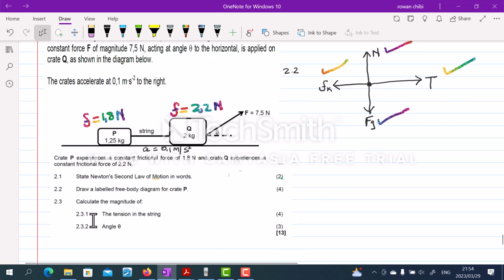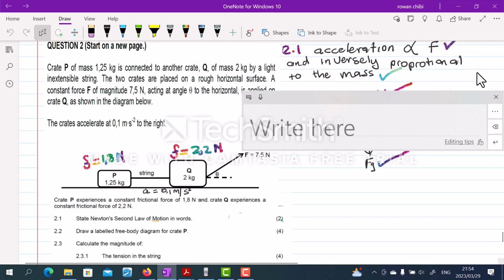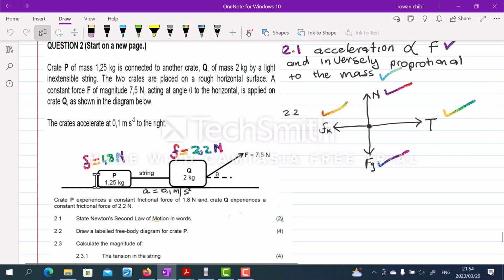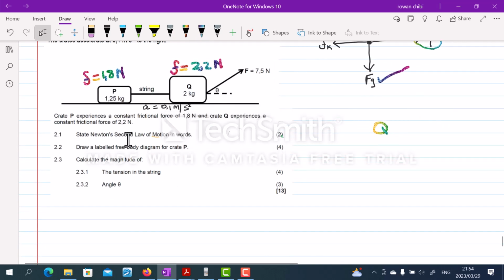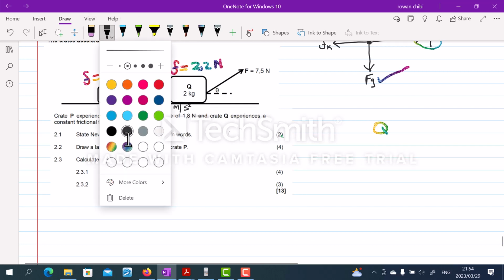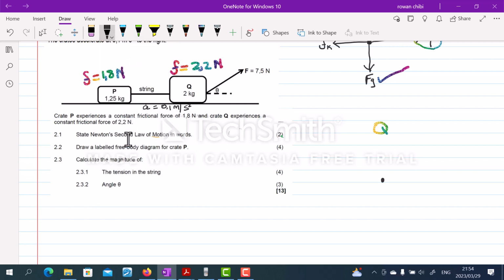Calculate the magnitude of the tension in the string. So we want now the magnitude of this tension. What is the magnitude of that tension? So this is crate P. Let me draw a free body diagram for crate Q, even though they didn't ask for this one, but I just want to see something. We want to see how many forces are acting on crate Q. So crate Q will look something like this.